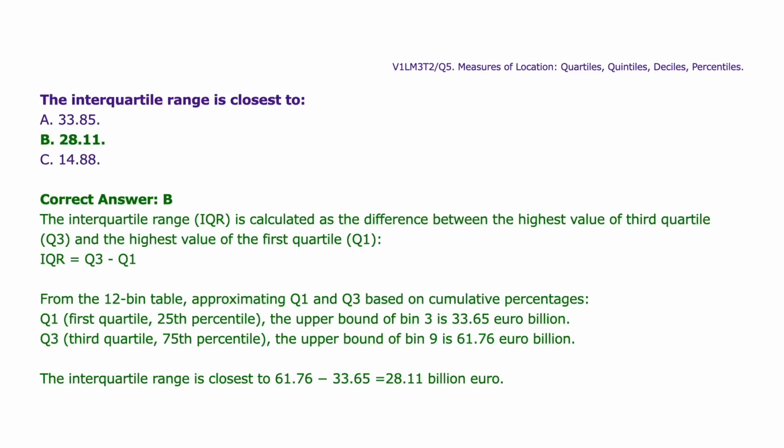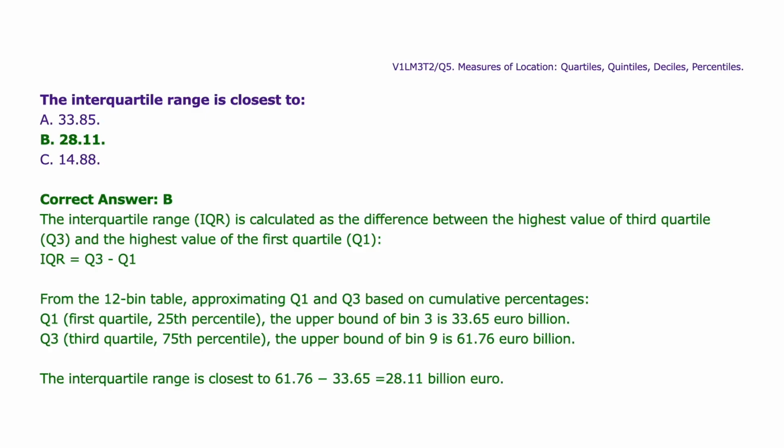Interquartile range equals Q3 minus Q1, the difference between 75th and 25th percentiles. Find Q1. Look for where cumulative percentage reaches 25%. Bin 3 ends at exactly 25%. Q1 upper bound is 33.65 billion euros.